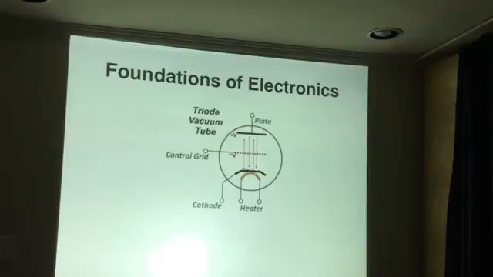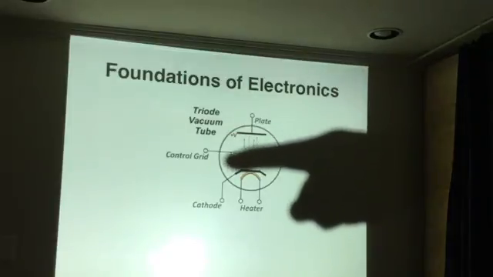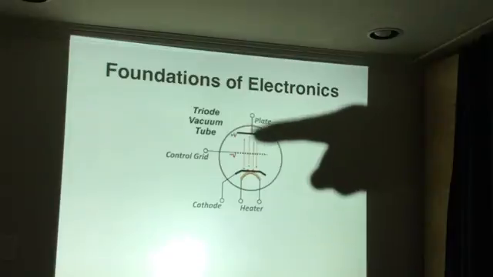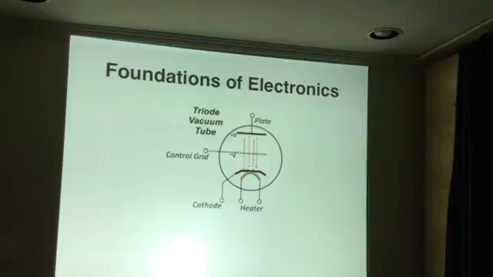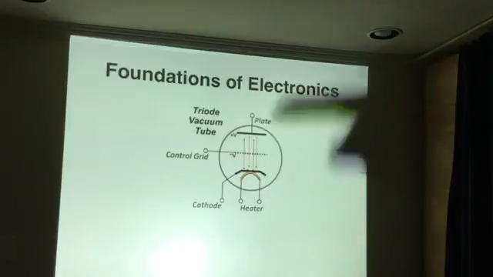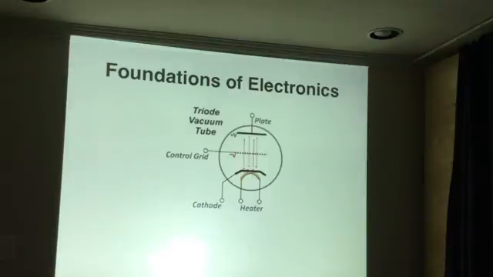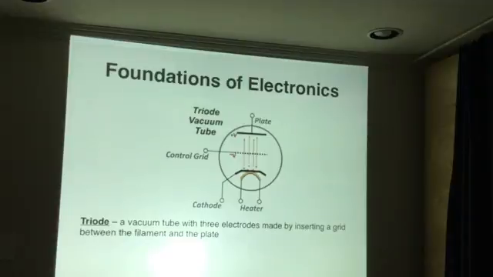Now, one modification of the diode was to place a metallic grid in between the anode plate and the cathode producer of electrons. And since there are now 3 electrodes within the tube, this was called a triode. So a triode is a vacuum tube with 3 electrodes, and the 3rd electrode was a grid that was placed between the anode and the cathode.